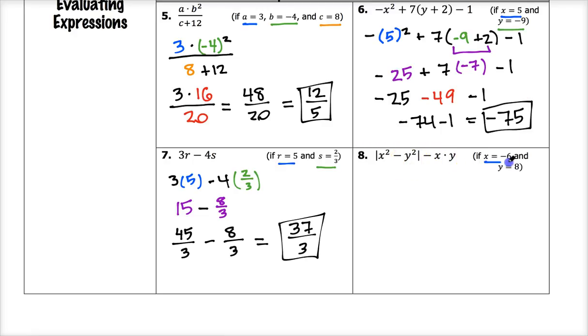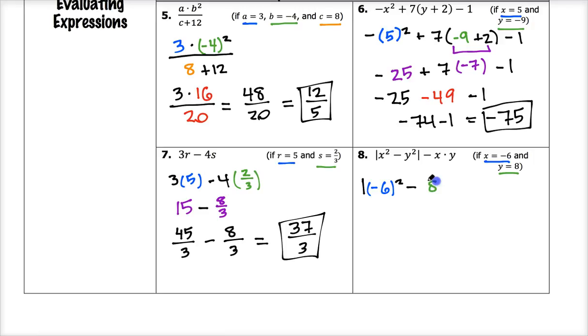And x is negative 6, y is positive 8. So we'll start with our absolute value bars. We're going to do negative 6 inside parentheses squared minus positive 8. So we need that minus sign here outside of the parentheses, squared minus x, again negative 6, times y, which is 8.